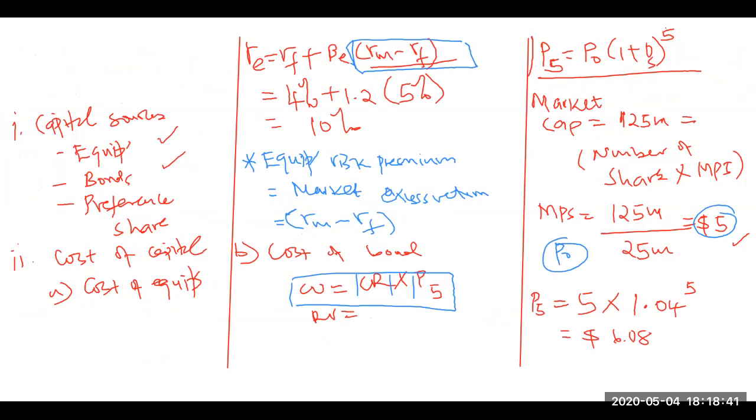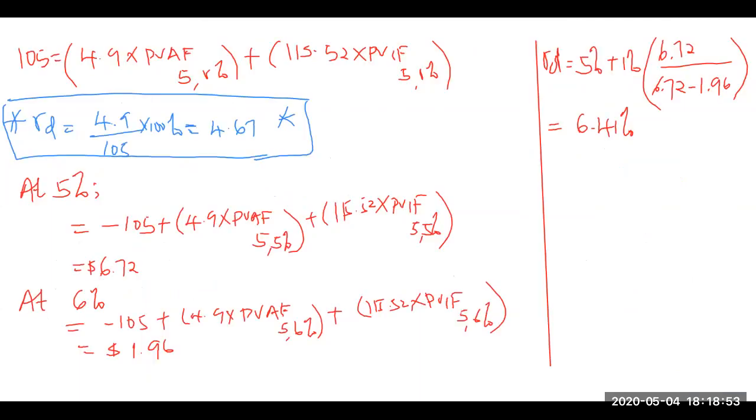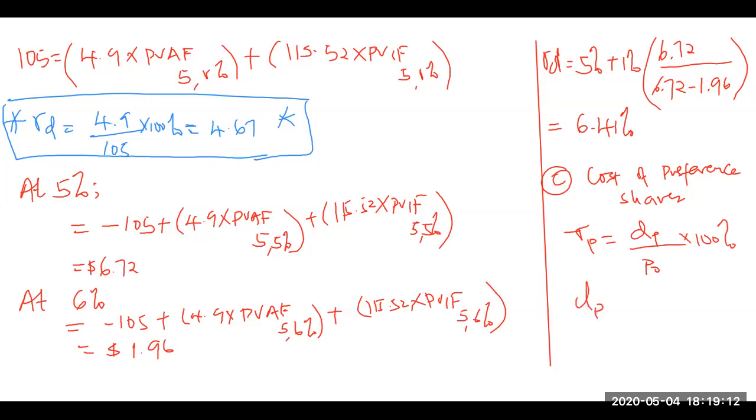And then we get the cost of preference shares. So you're done with the first two. Now next, we need to get what should be the cost of preference shares. So the cost of preference shares, RP, is equal to the preferred dividend, divided by the current market value, of course expressed as a percent. So we want to get the preferred dividend.